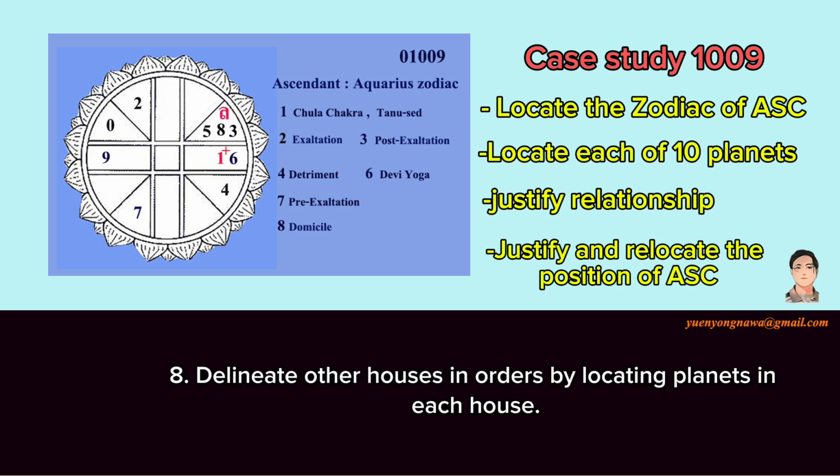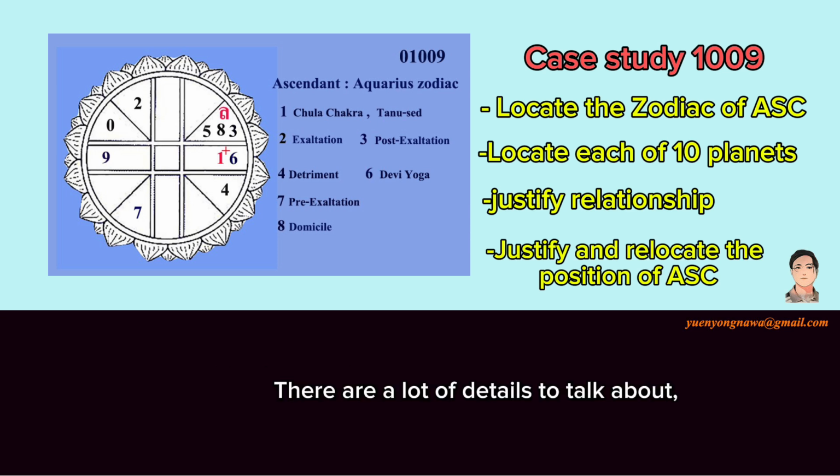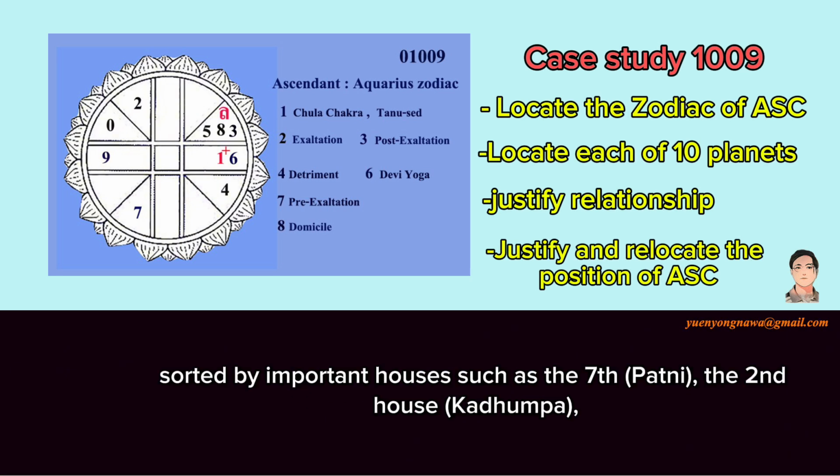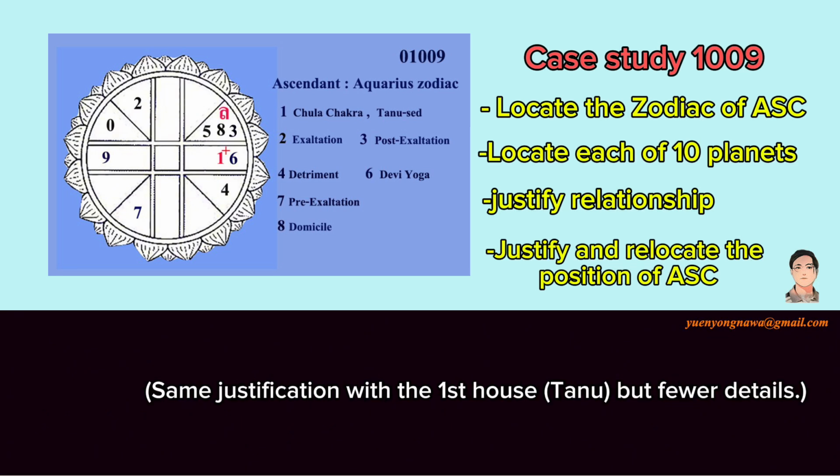8. Delineate other houses in order by locating planets in each house: what that planet is, where it comes from, or what house it goes to, how good its quality is. There are a lot of details to talk about, sorted by important houses such as the 7th, Patni, the 2nd house, Kadampa, the 10th house, Karma, the 3rd house, Sahaja, etc. Same justification as the 1st house, Tonu, but fewer details.